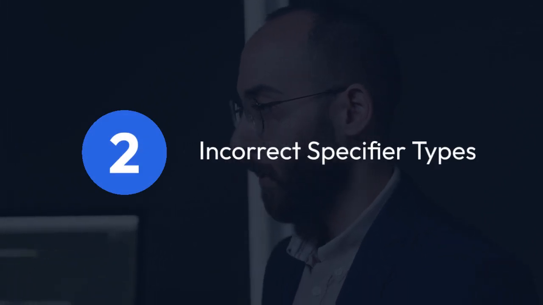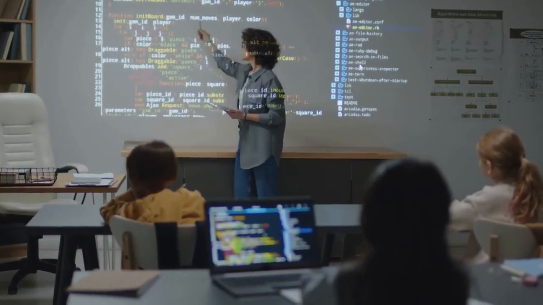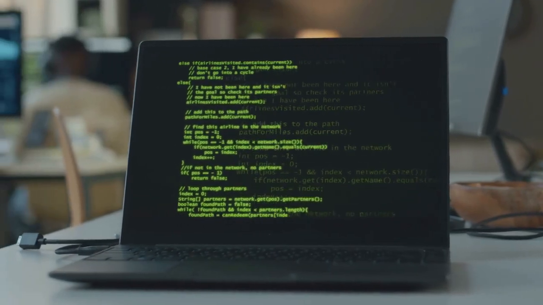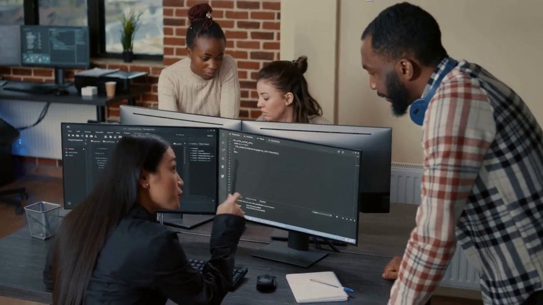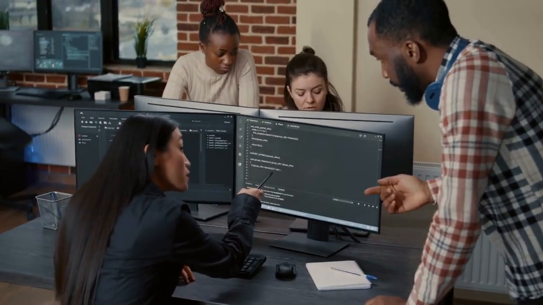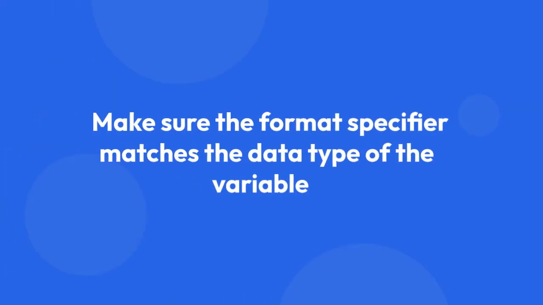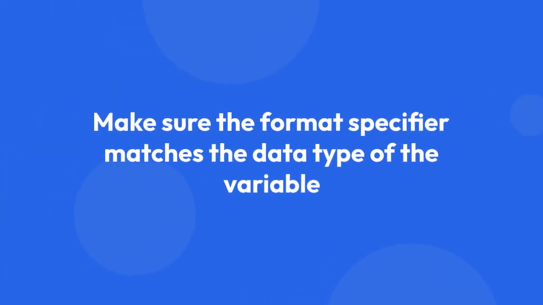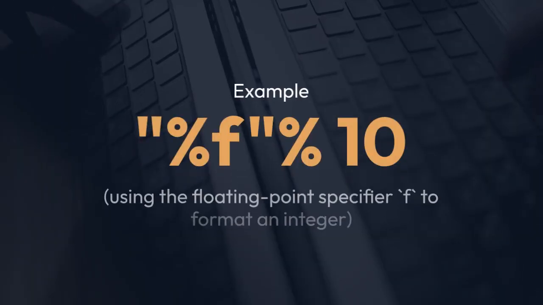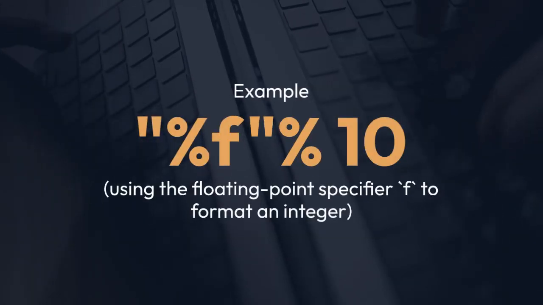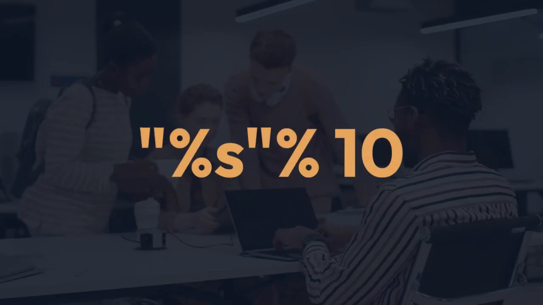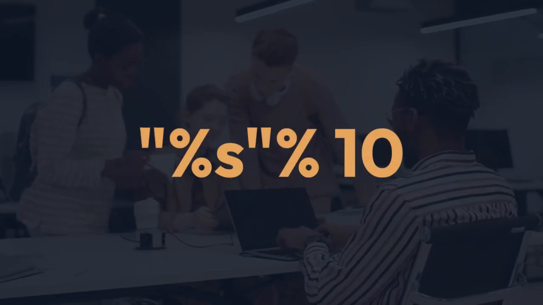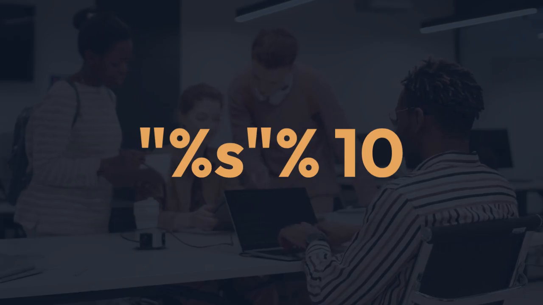2.2. Incorrect specifier types. Each specifier has a specific meaning. Using a specifier designed for integers, like %d, with a floating point number will likely cause an error. Similarly, using a specifier for strings, %s, with a numerical value might work, but may not produce the desired output. Make sure the format specifier matches the data type of the variable you're inserting. For example, using the floating point specifier %f to format an integer might work, but %s, using the string specifier, is generally better practice for readability.